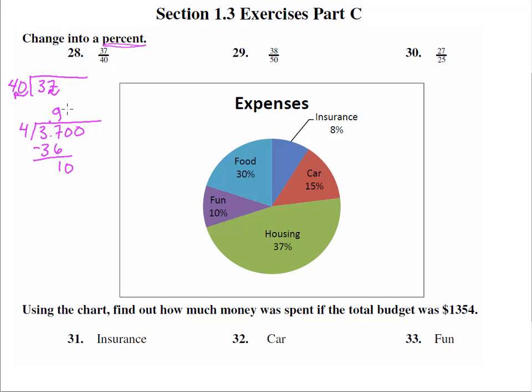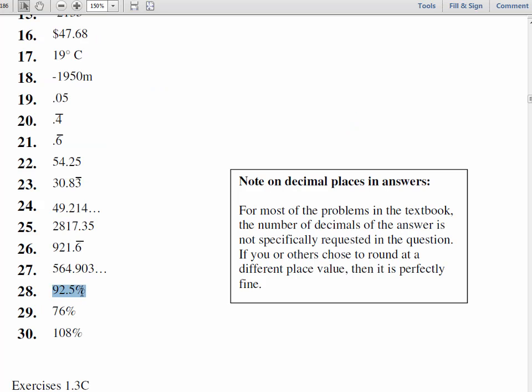4 goes into 10 2 times. 2 times 4 is 8. Subtract, and we get 2. Bring down the 0. 4 goes into 20 5 times, and it goes in exactly, so we're done right there. It subtracts to 0. So we get 0.925, and now let's move the decimal 2 places to make this a percent, and it becomes 92.5%. Let's double check that with the answer. There we have it, 92.5%.